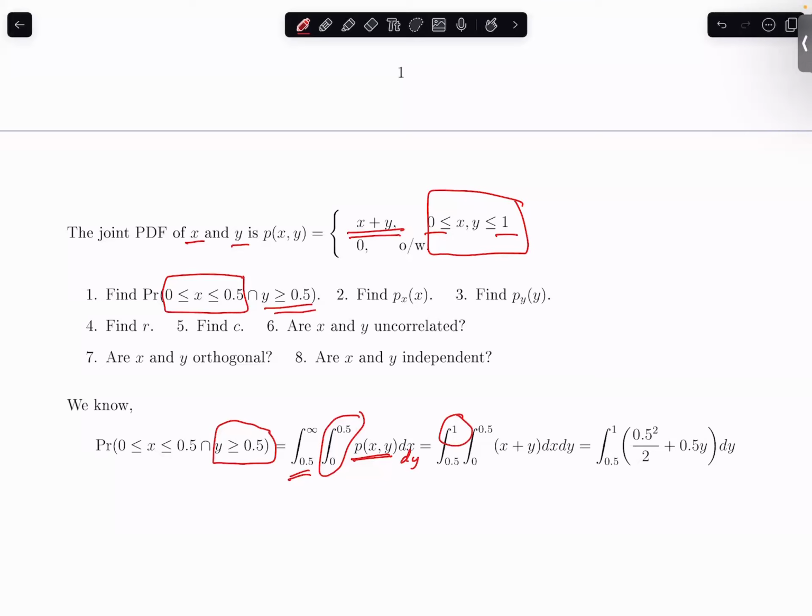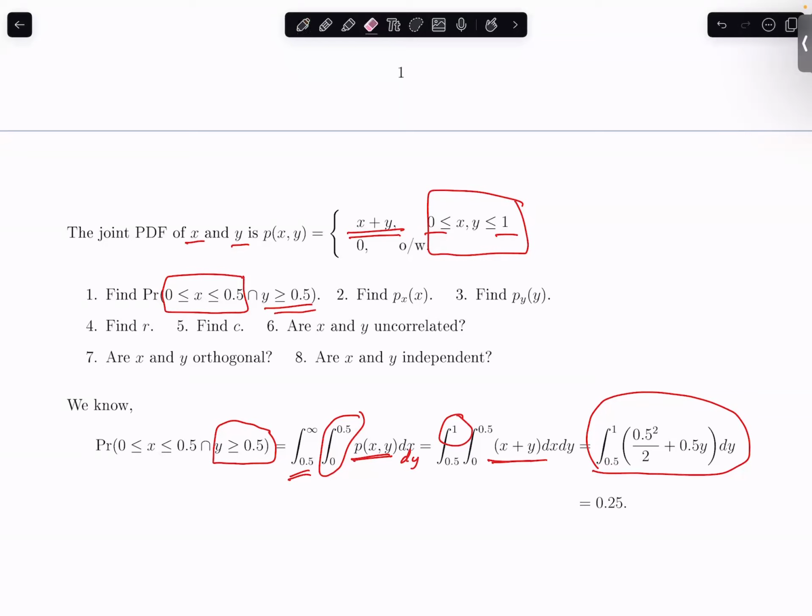And then we plug in the joint PDF of xy. It is x plus y, and integrating that with respect to both x and y. Integrating with respect to x first, we get this. And then further integrating that with respect to y, we'll get our final answer for the probability, which is 0.25.